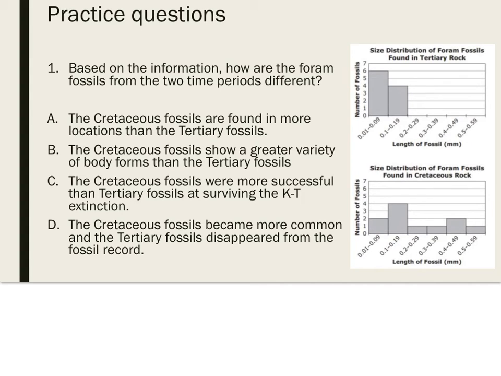All right, I'm going to look at B. The Cretaceous fossils show a greater variety of body forms than the Tertiary fossils. Okay, it has at least 1 fossil in each length, that's given. So a greater variety. The Tertiary rock just has 2.